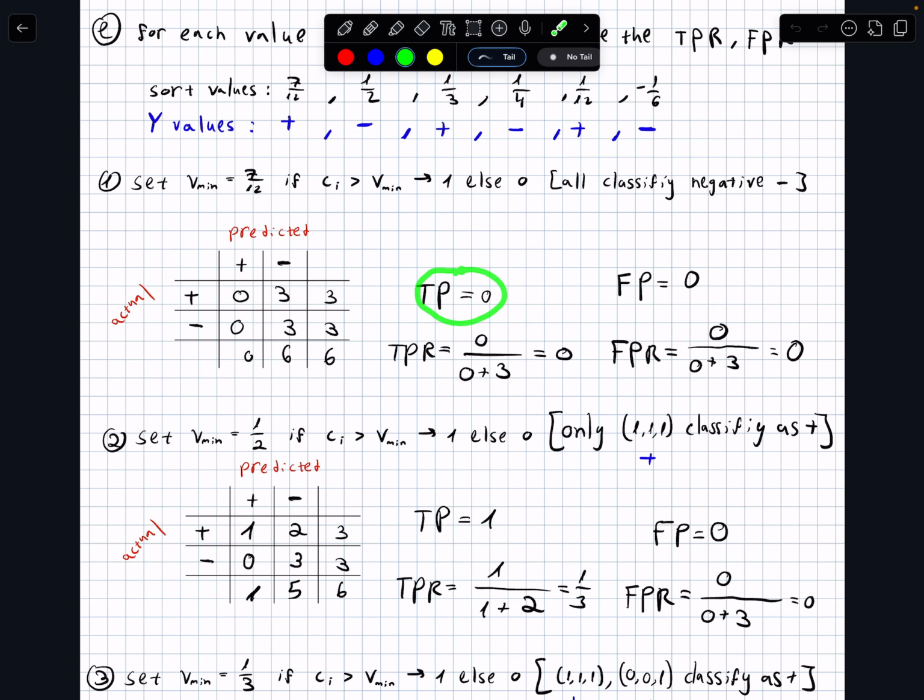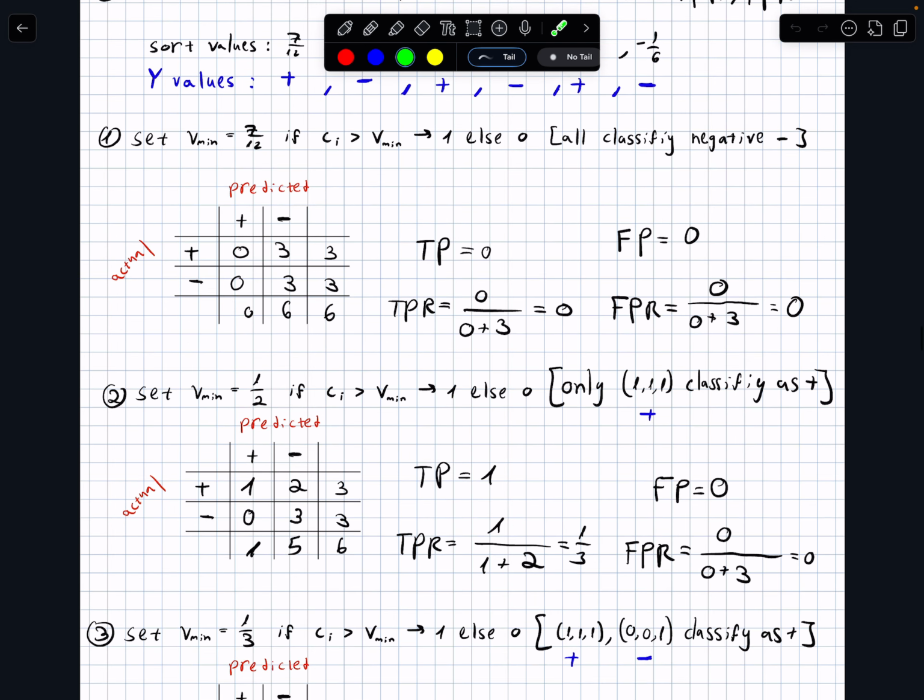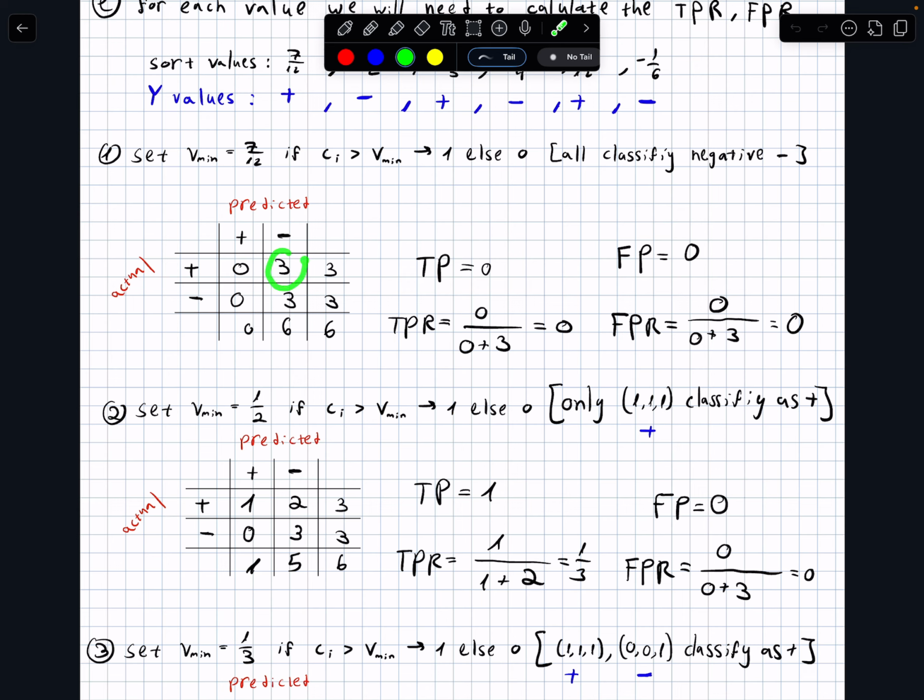So how do we calculate the true positive rate? We do the true positive divided by the false negative value plus the true positive value. And the false positive rate will be the false positive divided by the false positive plus the true negative value.